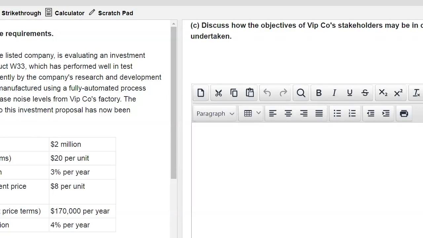Again, here the requirement is to discuss how the objectives of the company and its stakeholders may be in conflict if the project is undertaken, for 5 marks, and you have a total of 20 marks for the first question. And again, you are given a Word format to explain and discuss the requirement. So this is the first constructive response question.